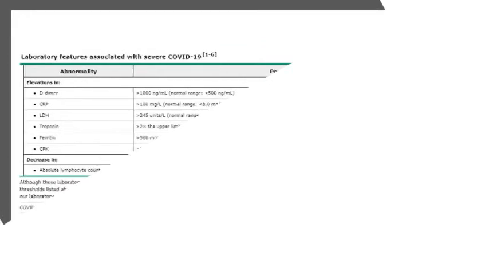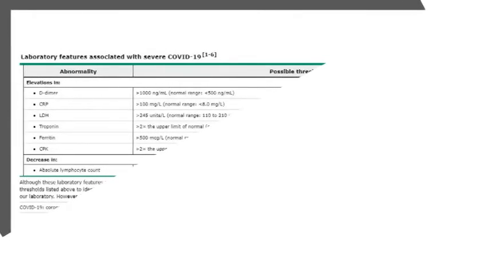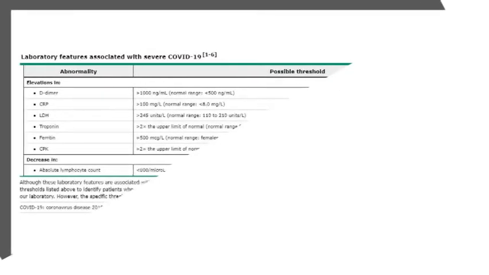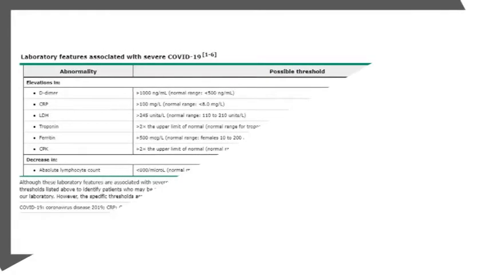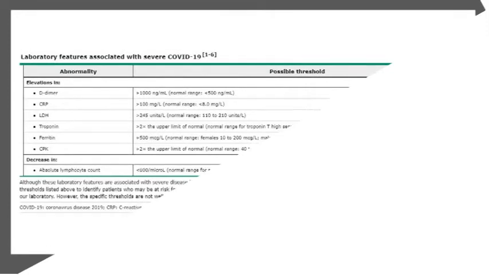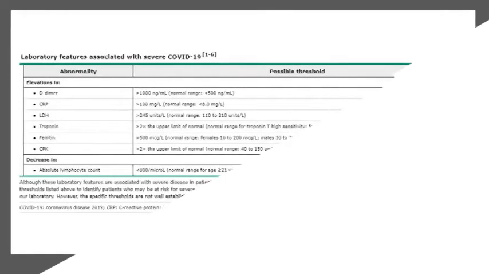So the D-dimer increases. You know, the D-dimer is a product of the destruction of the cross links of fibrin. CRP is high. LDH goes up as well. Troponin goes up in the case of COVID-19. Ferritin, which is an acute phase reactant, of course, goes up, and the CPK as well.